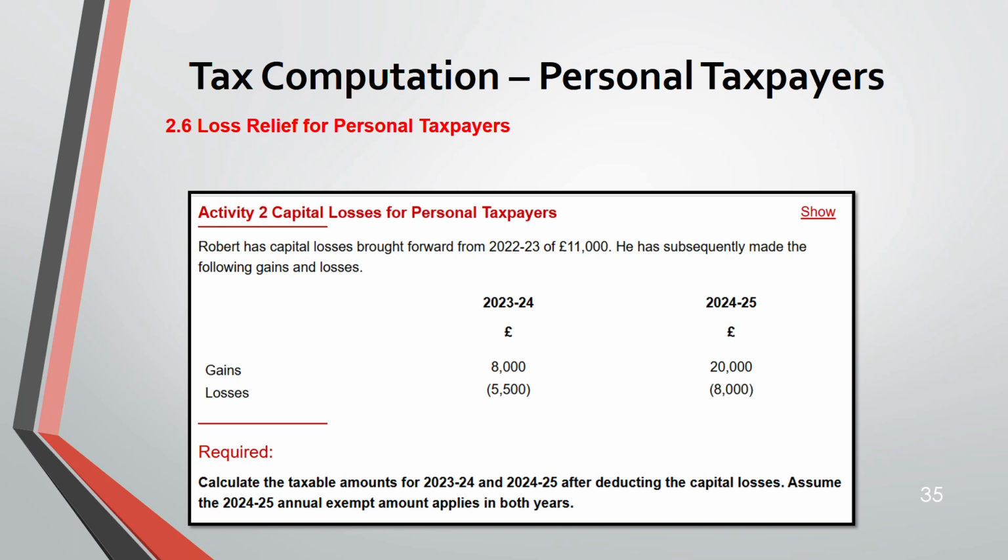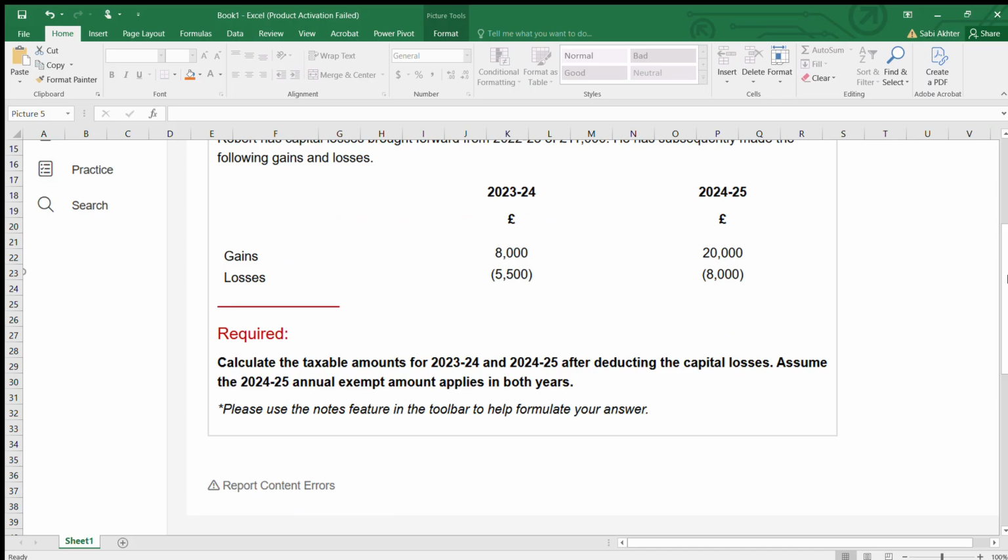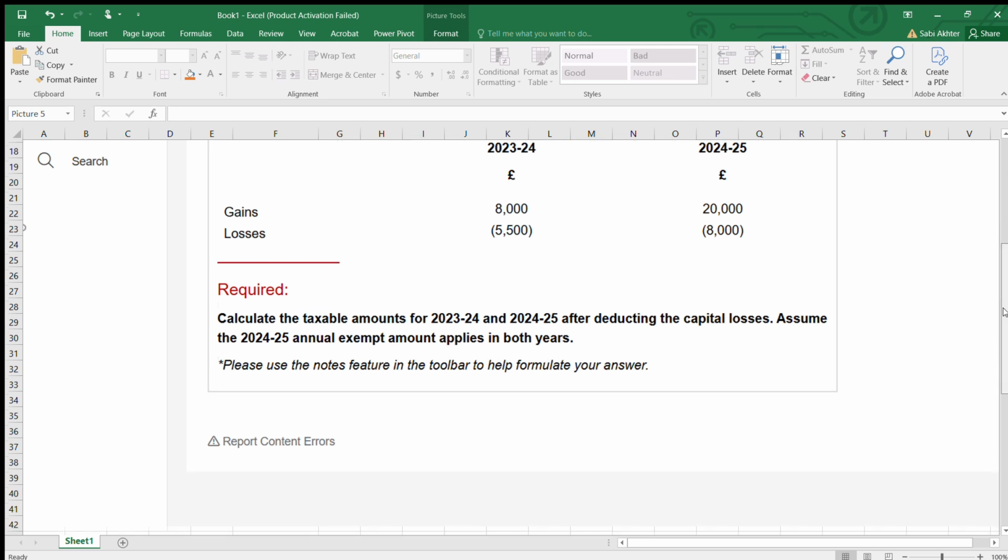Now, activity 2. So here we have brought forward losses. That is brought forward loss from 22-23 of 11,000. And he has been making losses in both the tax years with gains, of course. Now you have to calculate the taxable amount for the two tax years after you deduct the capital losses. Assume the 2024-25 annual exempt amount applies in both the years. That means the 3,000. So now let us do activity 2, where you have to calculate taxable amount for multiple years. Do it simultaneously, okay?